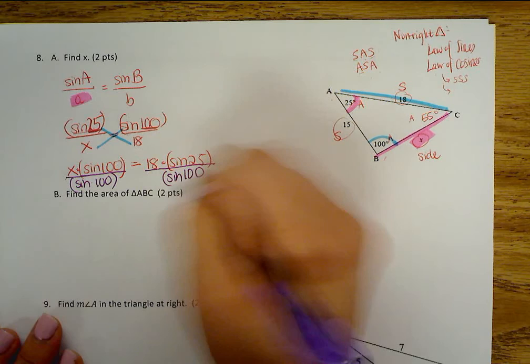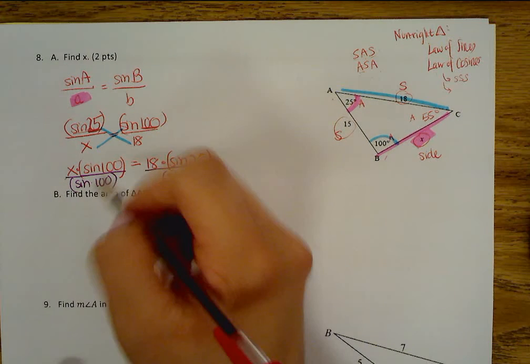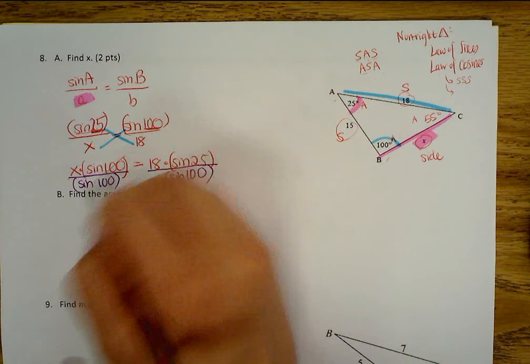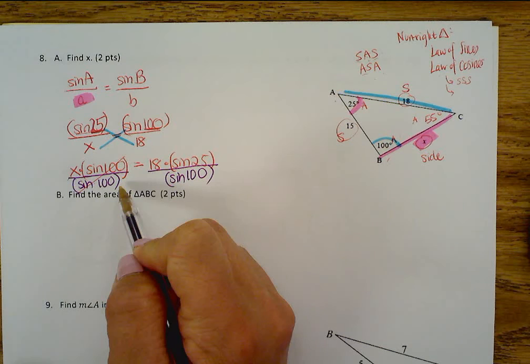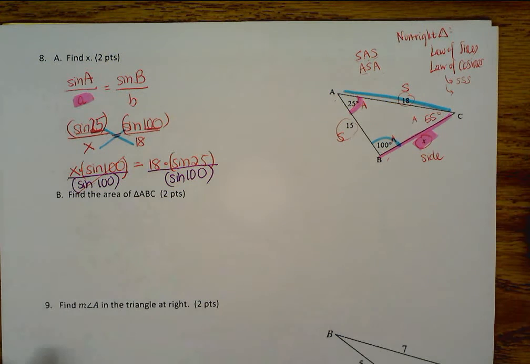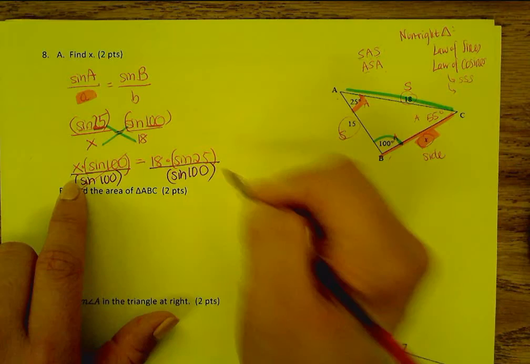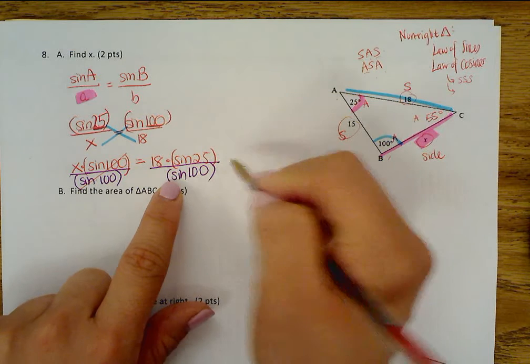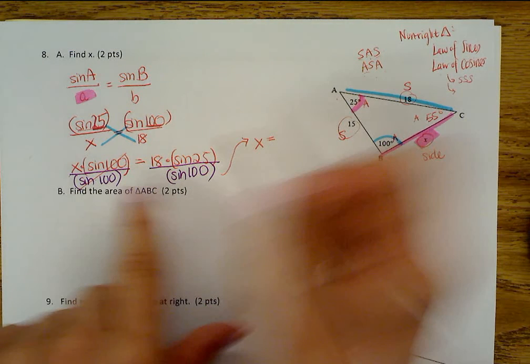Then what happens? Sine of 100 divided by sine of 100 is what? It's 1, right? Yeah, 1. So x is by itself. So I found x. It's this. I'm going to take this whole thing and move it over here. x equals, now how do I do this on my calculator?